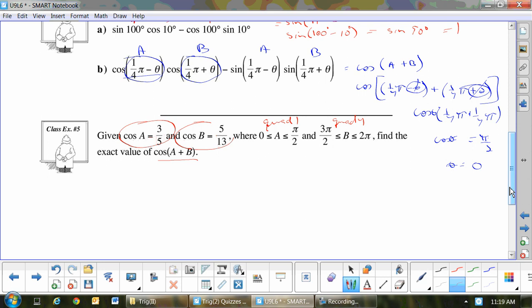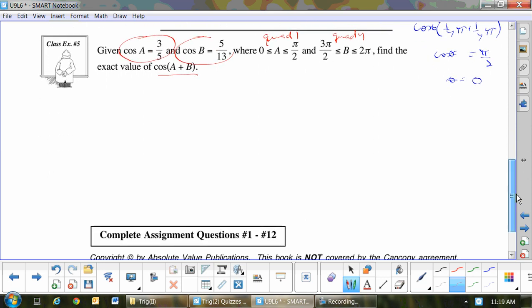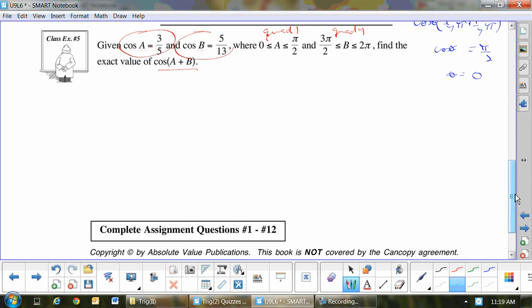Okay? Again, this is like next to impossible if you don't know just how to do it, right? Which is kind of characteristic of this course. So what I'm going to do is I'm going to find sine A and sine B. Okay? So just so you know, it's cos A plus B equals cos A cos B minus sine A sine B.